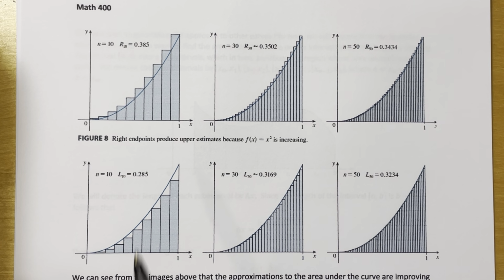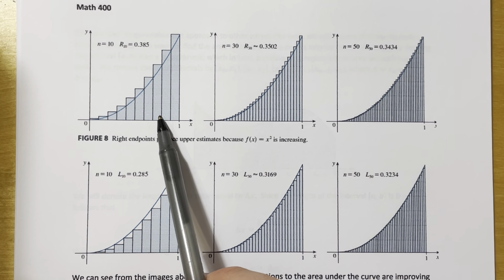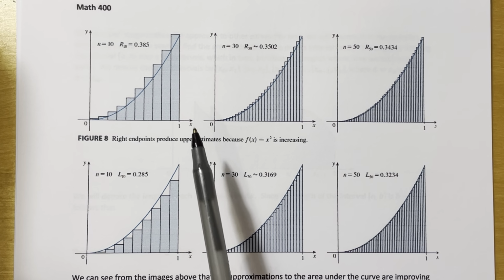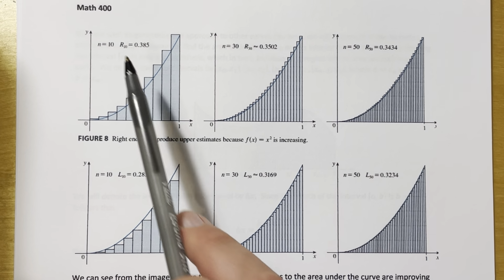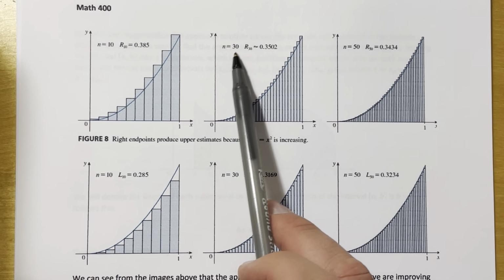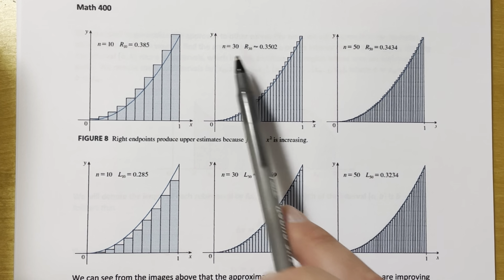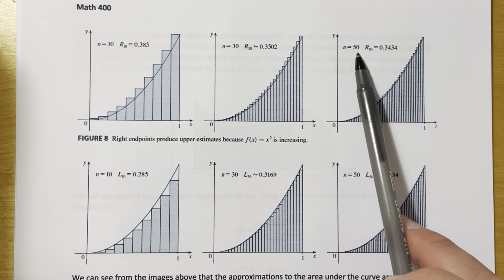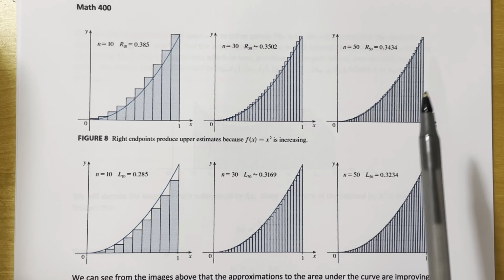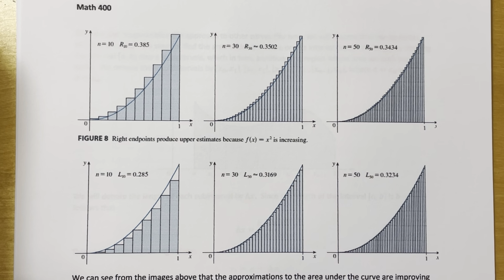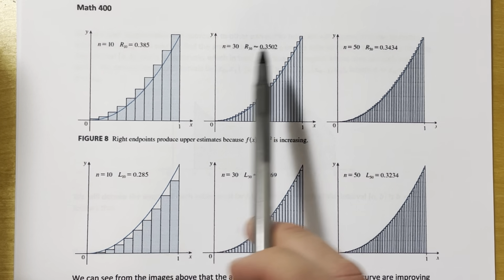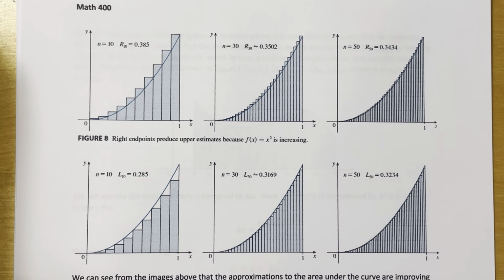And on the next page, I have a picture to help illustrate that because visually it's a lot easier to see. Here is my right endpoint method using 3 different computations. One has n equals 10 rectangles, one has n equals 30 rectangles, one has n equals 50 rectangles. There's 50 rectangles crammed in here. All 3 of these values were found in the table on the previous page, and these were the areas that we were getting as approximations.